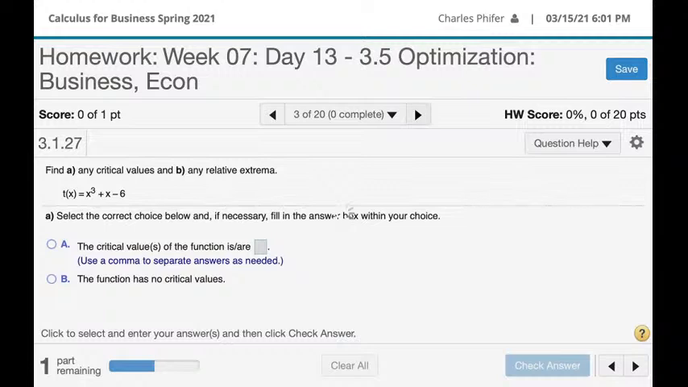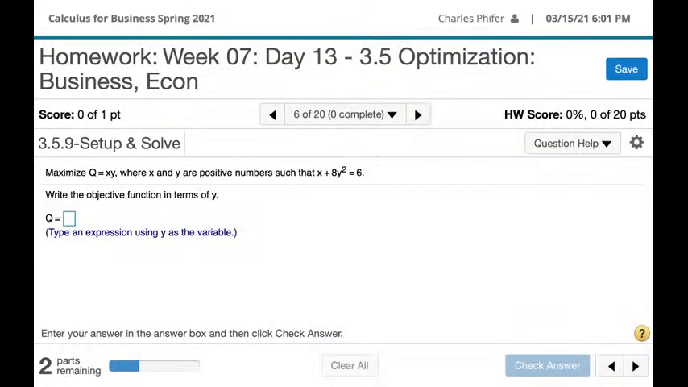We're asked to maximize this function where x and y are positive numbers such that x plus 8y squared equals 6. Okay, this is fun. Maximization is basically what we're going to be doing, looking at the first derivative.